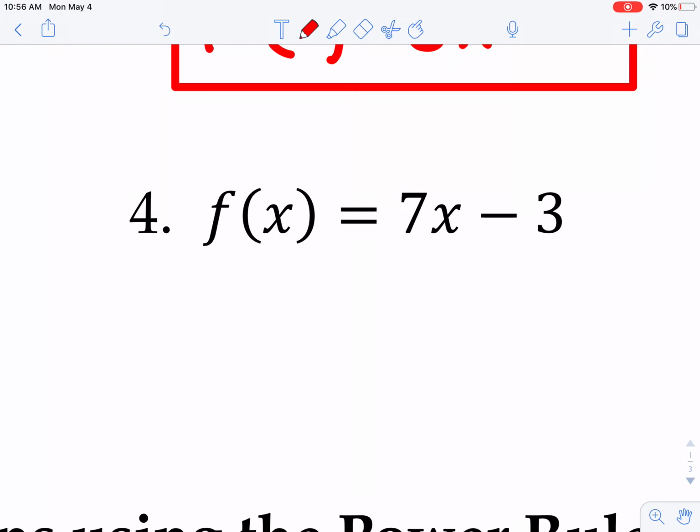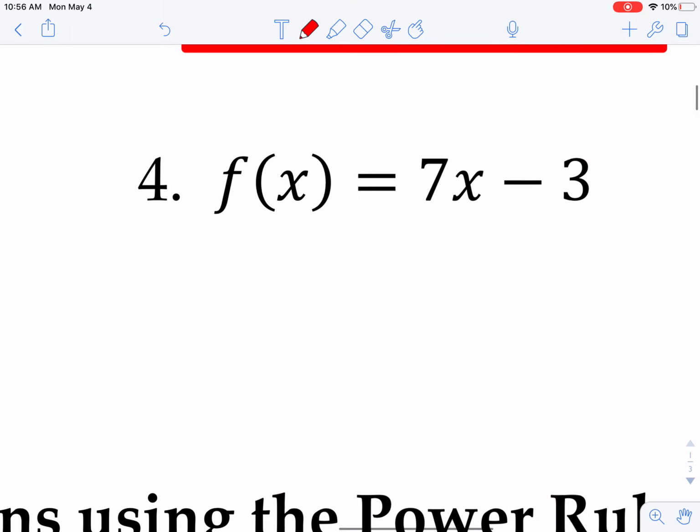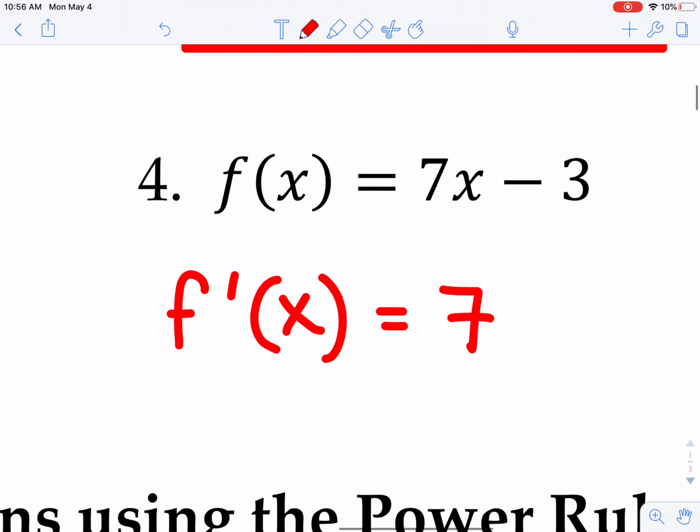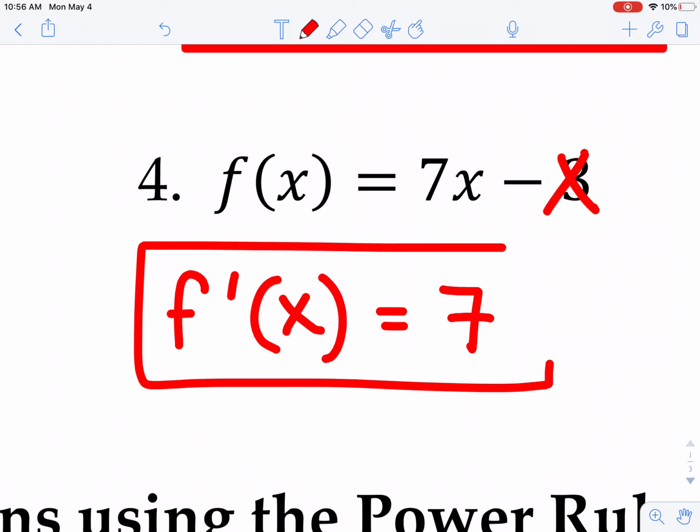Let's go ahead and find the derivative. F prime of x is just going to be 7. It's technically 7x to the 0. The constant goes away, so I'm done.